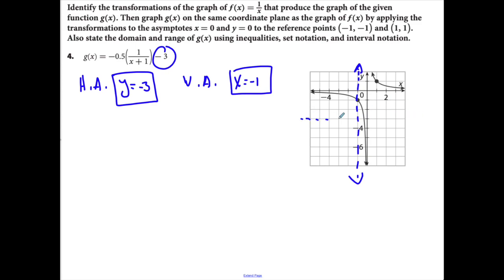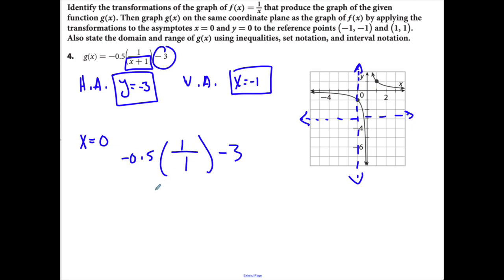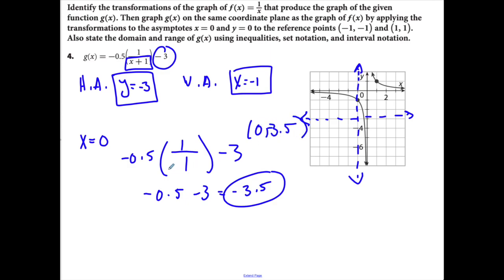So here are our asymptotes. It's going to be dancing around here. Now, I need my reference points. I'm going to completely ignore the negative 1, 1. I want to make this denominator 1. What's going to make this denominator 1? Let's make x equal to 0. If I plug in 0, what's 0 plus 1? It's 1. So I get 1 over 1. Negative 1/2 times 1 is negative 1/2. Negative 1/2 minus 3 is negative 3.5. So I have 0, negative 3.5.